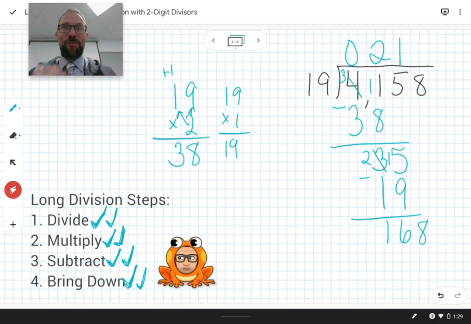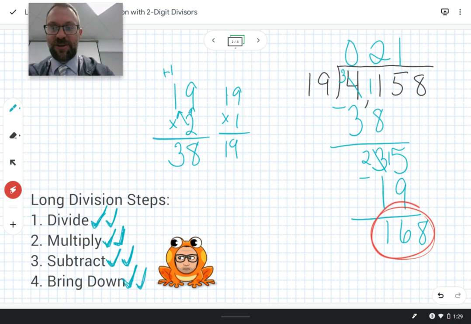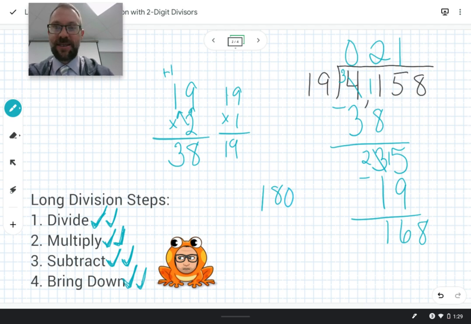So I'm going to go back to this strategy here, rounding. Do you remember when I rounded this to 20 and this to 40? And I said, how many 20s are in 40? I'm going to do the same thing here. I'm going to round this to 180. 168 is going to become 180. And 19 is going to become 20 again.